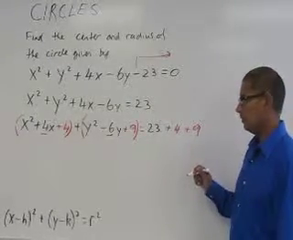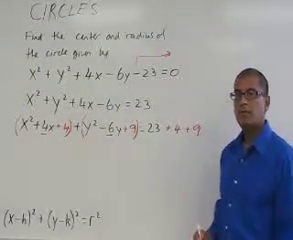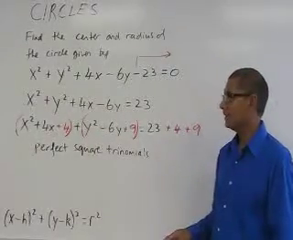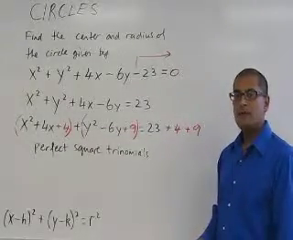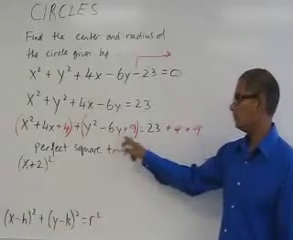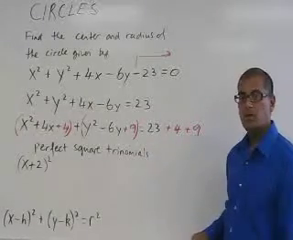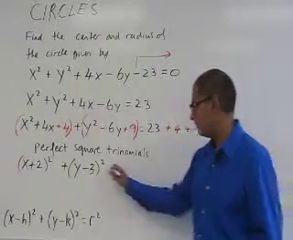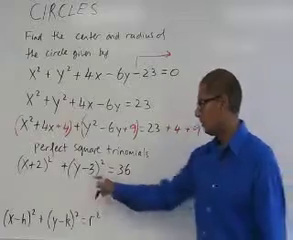And so what's going to happen is these are now what we call perfect square trinomials. And perfect square trinomials can be factored easily. So x squared plus 4x plus 4 factors into (x plus 2) squared. And y squared minus 6y plus 9 factors into (y minus 3) times (y minus 3), which is (y minus 3) squared. And on this right side we have 36. And there's my circle form, there's my center and radius form.